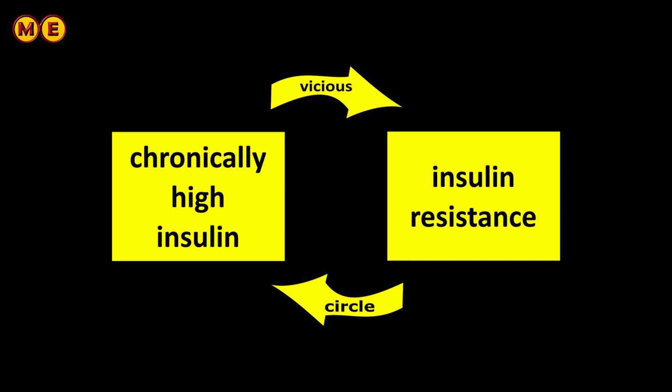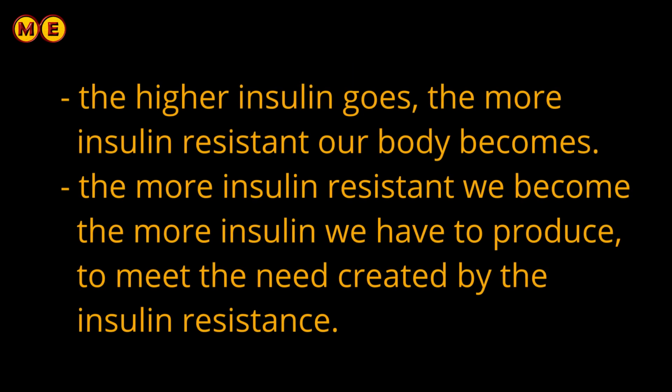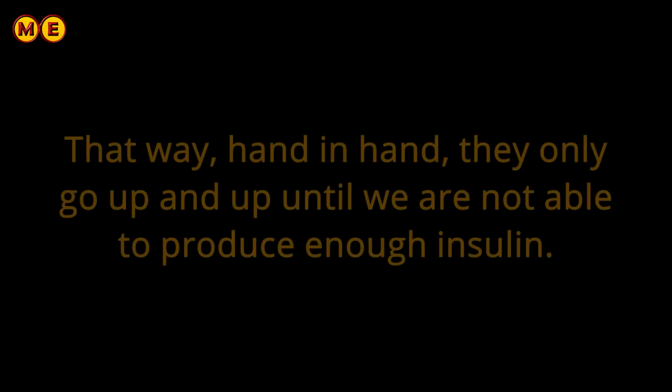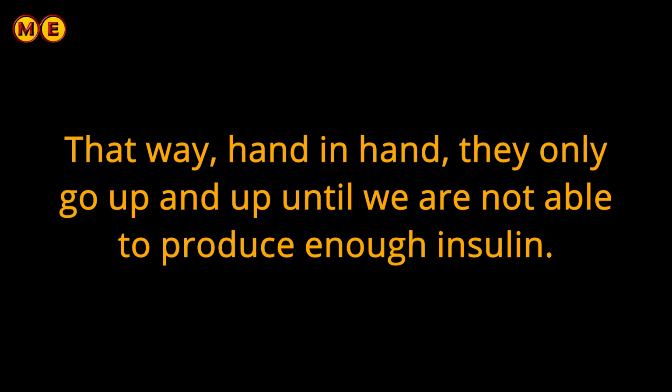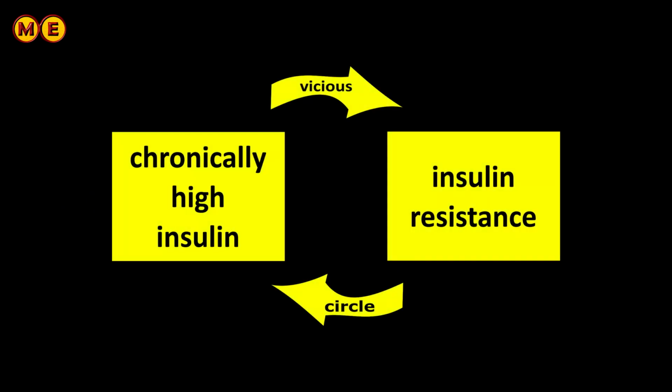The main driving force of metabolic syndrome is the vicious circle that forms between chronically high insulin and the insulin resistance of the body. The circle is vicious because the higher the insulin goes, the more insulin resistant our body becomes. And the more insulin resistant we become, the more insulin we have to produce to meet the need created by the insulin resistance. That way, hand in hand, they only go up and up until we are not able to produce enough insulin. This is the cornerstone of the syndrome.